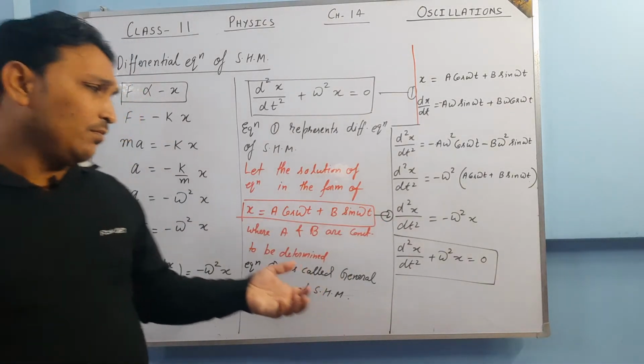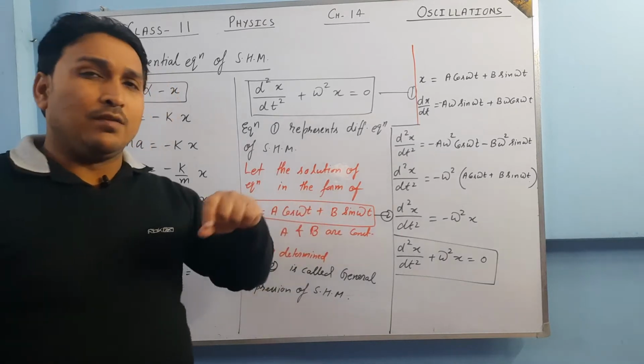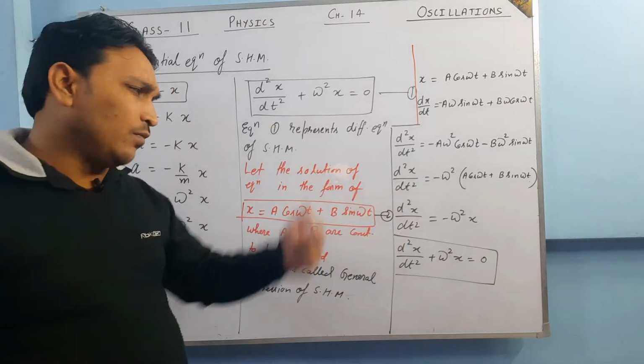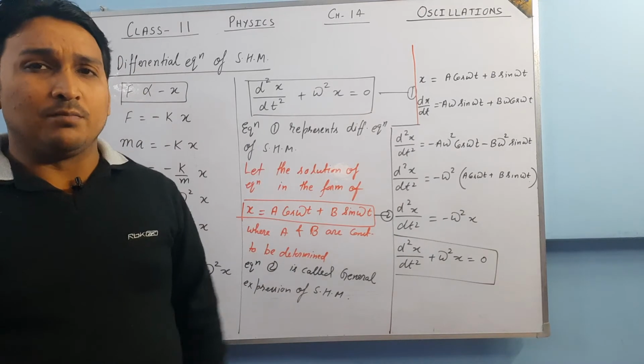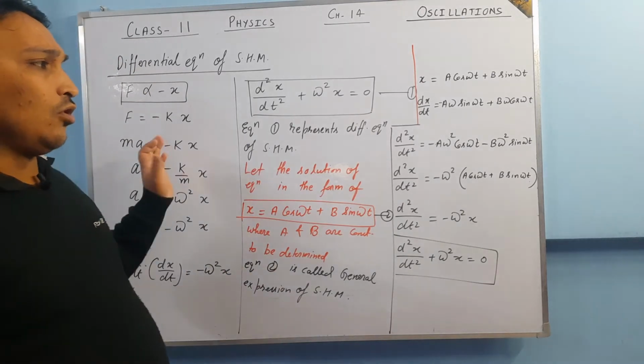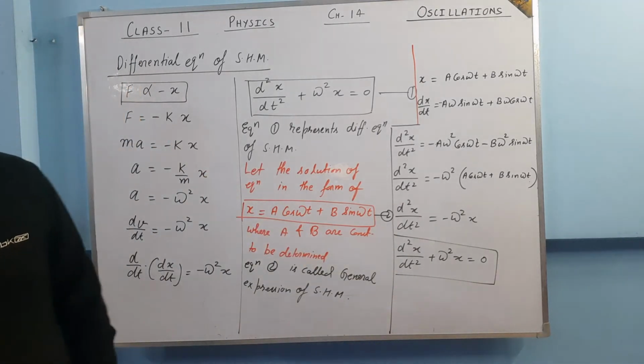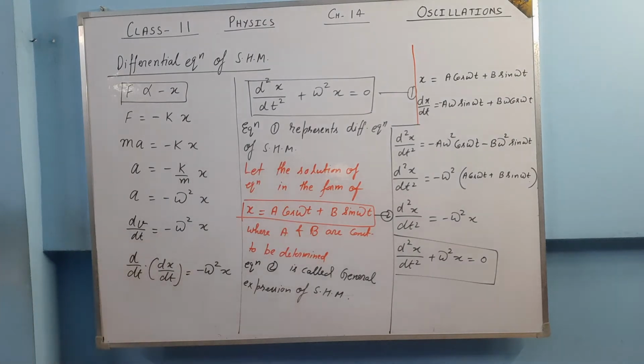As per the SHM, either A will be 0 or B will be 0. Okay, so we'll see some examples afterwards. Is it clear? So this is all about the differential equation of SHM. I hope the topic is very much clear to you. Just take the screenshot from the video. You have to make the notes according to this video only.